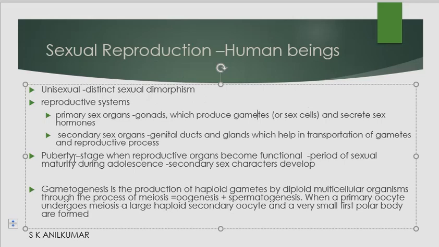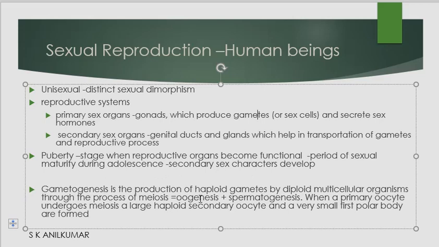What is puberty? Puberty is a life stage when reproductive organs become functional. It means the period of sexual maturity. Puberty is the period of sexual maturity. That is during adolescence. That means what? A child is becoming an adult. This is a stage at which secondary sex characters develop in the child.